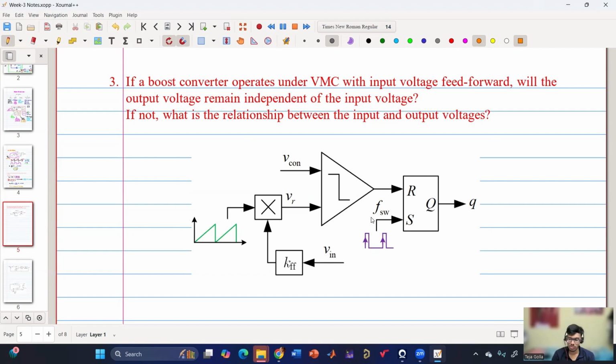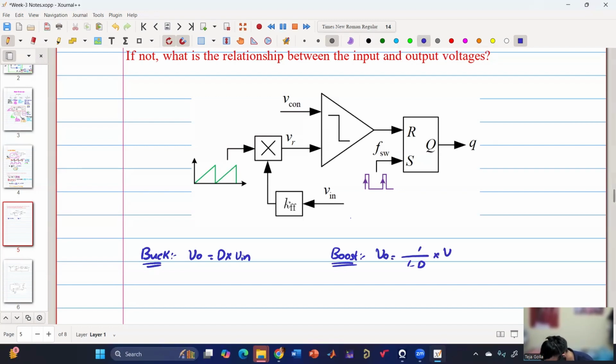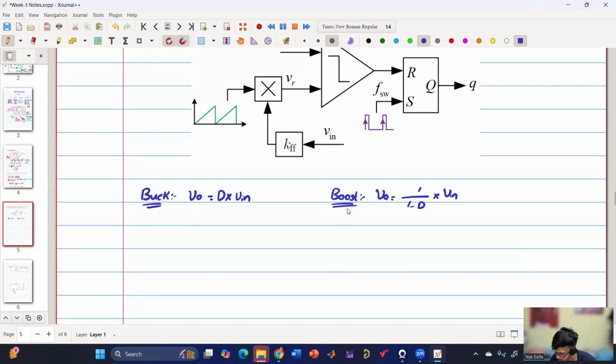Yes, very good. So first, if you see the basic difference between buck and boost, in the case of buck, V naught is equal to D into Vin. In the case of boost, V naught is equal to 1 by 1 minus D into Vin. And for both the cases, we have considered our duty ratio D is equal to Vcon by KFF into Vin.